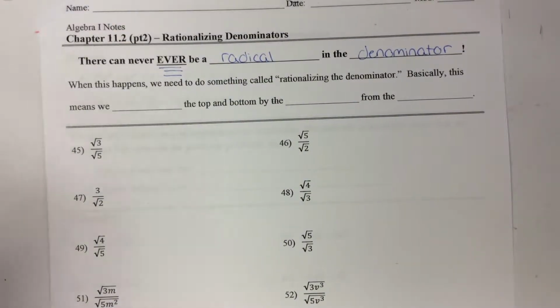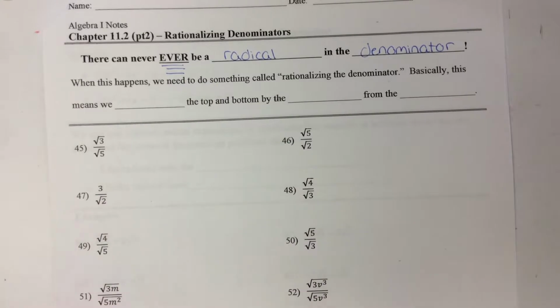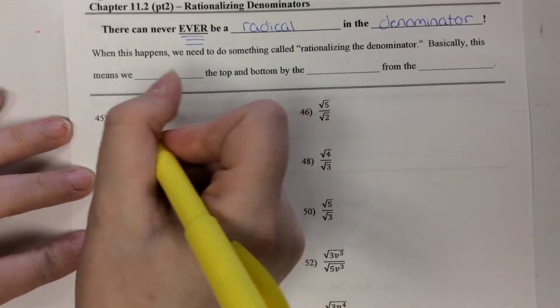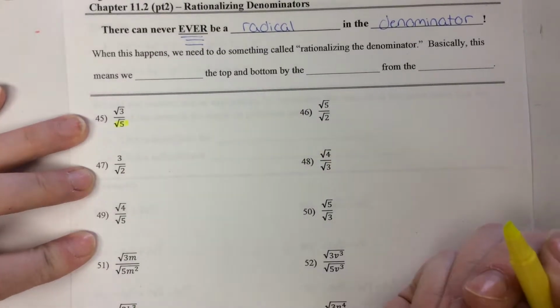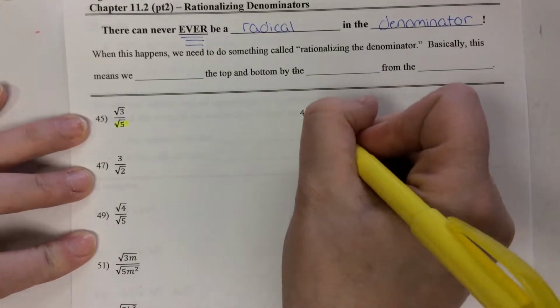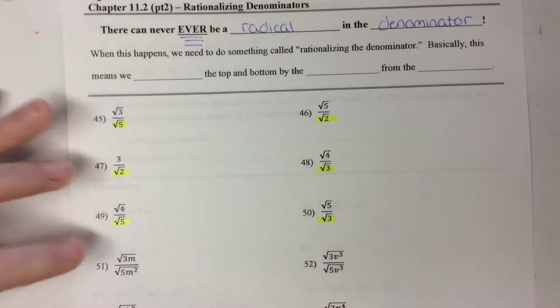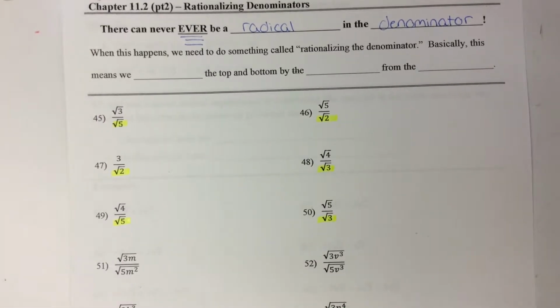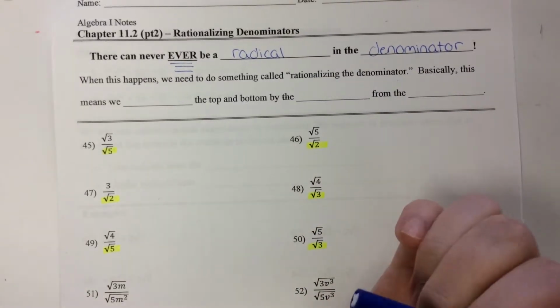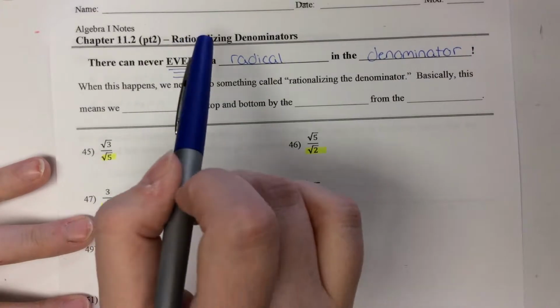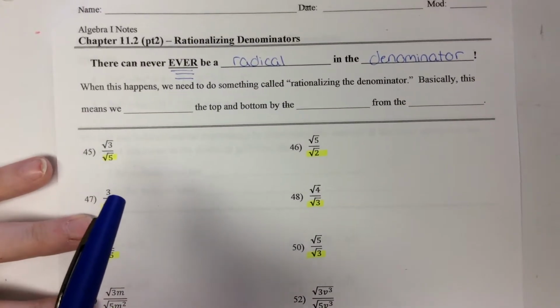However, today in these notes, we're looking at ones that don't have perfect square numbers in the denominator. So if you look, for example, this is the square root of 5. That's not a perfect square. Square root of 2, square root of 2, square root of 3, square root of 5, square root of 3. Okay, hopefully you're getting the idea here. So this becomes a problem because, like I just said, there can never be a radical in the denominator. So in order to take care of that problem, we have to do something called rationalizing the denominator.